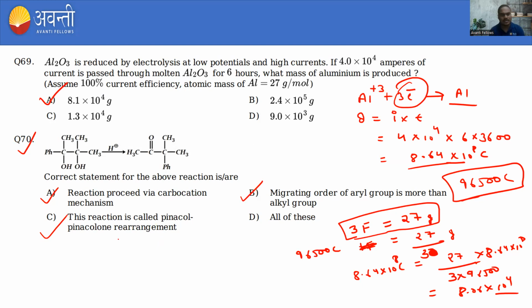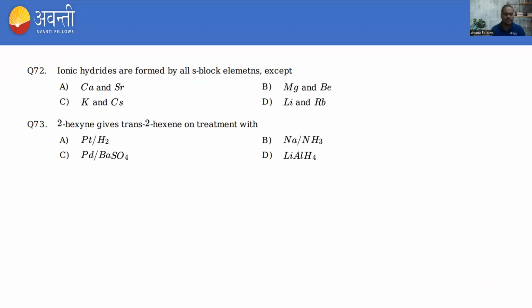Migrating order of aryl group is much more than alkyl group. This reaction is called pinacol rearrangement. Absolutely correct, because we have two alcohol groups here, right? And we have a ketone group here. So this reaction is called pinacol rearrangement. So we can say that all of the above statements are true for this reaction. Okay. So the correct answer is D. Now, move to the next question.